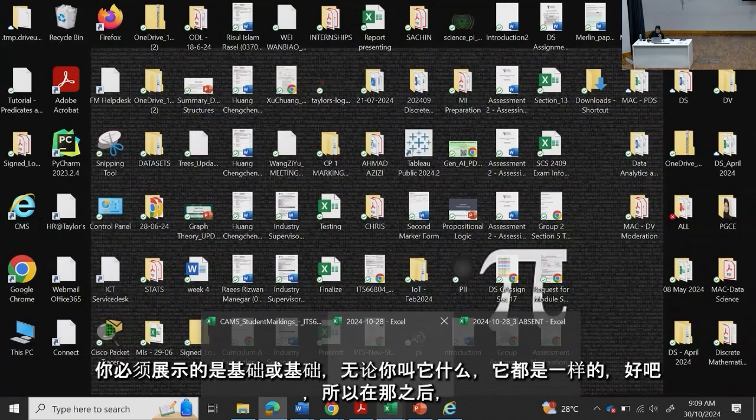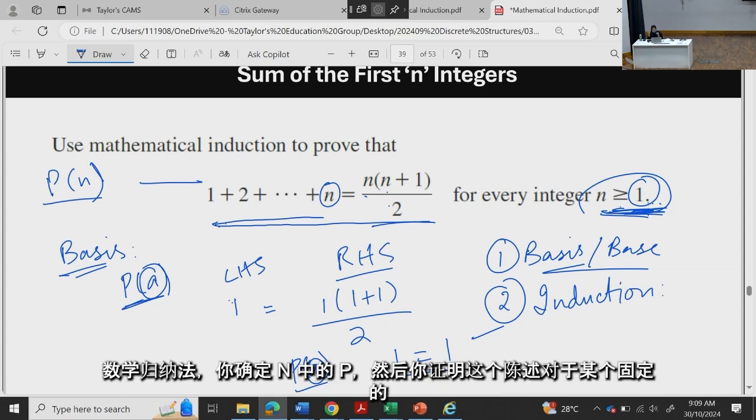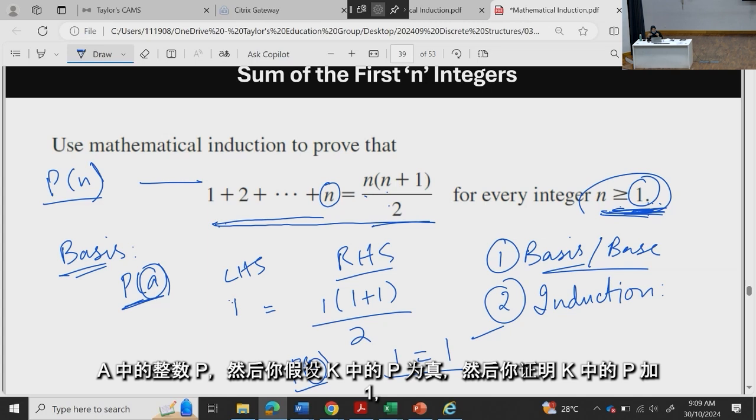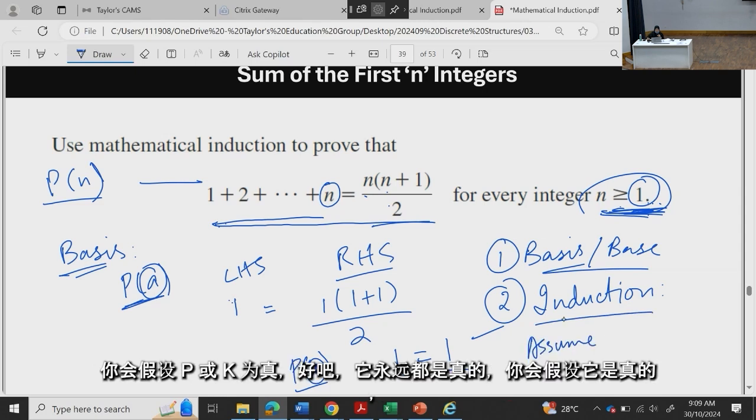Okay, so after that, the second step is the induction step. Here you have to show 2 things. I told you about the principle of mathematical induction. You identify p of n, then you show the statement to be true for some fixed integer p of a. After that you assume p of k to be true, then you show proof for p of k plus 1. So in your induction you will first assume, this step will remain the same in all the questions, you will assume p of k to be true. Okay, it will always be, you will assume it to be true.